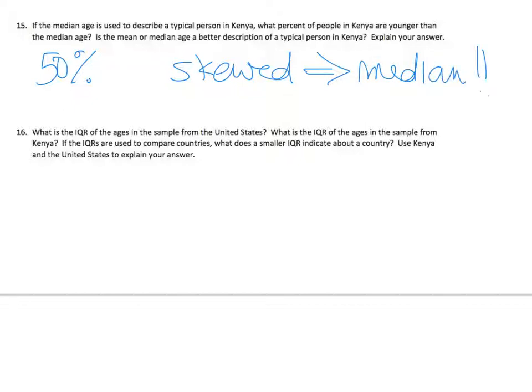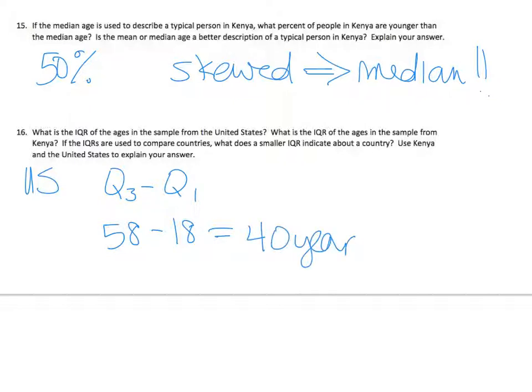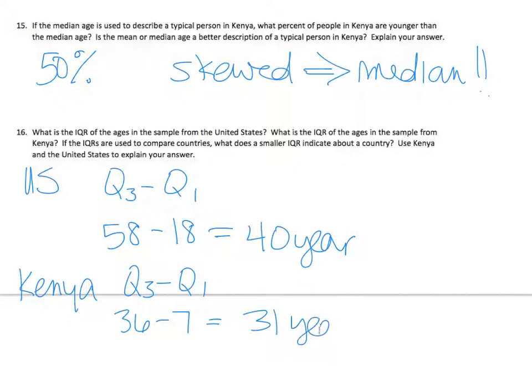What is the IQR of the ages in the sample from the US? I would do Q3 minus Q1. We already said Q1 was, I think, 18. Q3, what is Q3? I'm going back to look. About 58. So that gives us about 40 years. So the IQR for Kenya: Q3 for Kenya is about 36, Q1 is about 7, so I get 31 years.